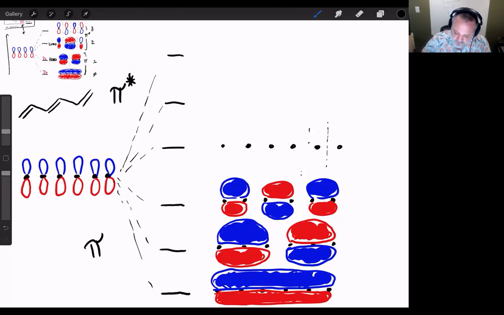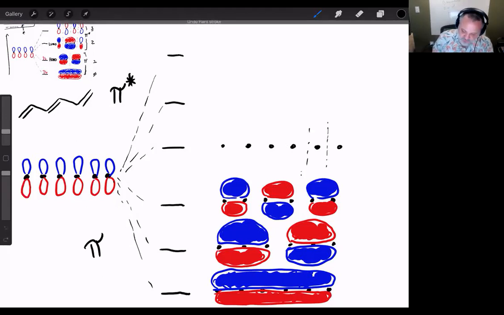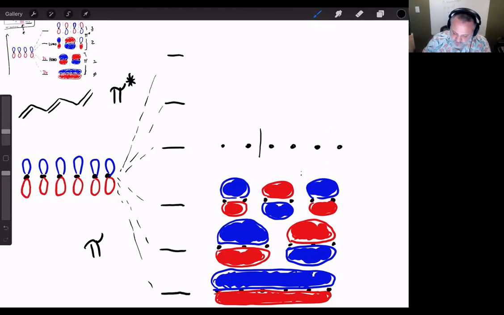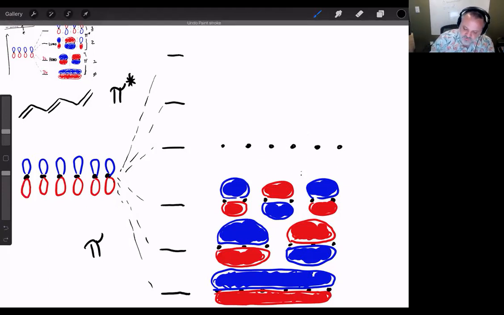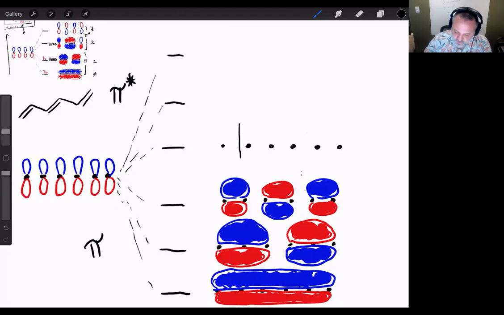I could do 1, 2, 3, but that's not symmetrical. I could do 1, 2, 3. That is symmetrical. Do you see that it gives me 2, 1, 1, 2? That's symmetrical. But there's another choice. I could do 1, 2, 3. I could do it this way. And this is what we want to do.